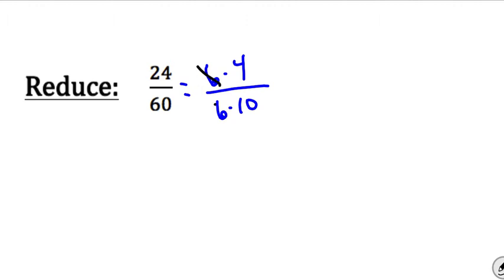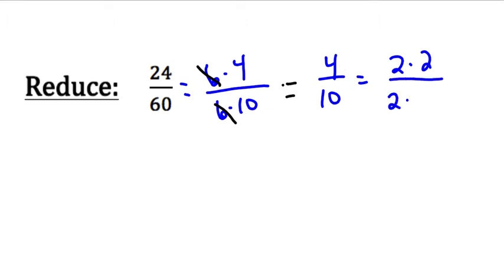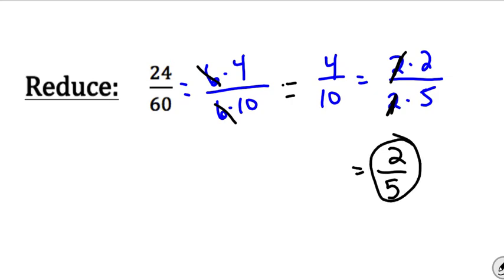And again, this is going back to what I was just talking about in the last one. We cancel out over multiplication. Okay, so we would be left with 4 over 10, which then could simplify further because 4 is 2 times 2, and 10 is 2 times 5. So again, one more time, we could cancel out the 2's and leave us with our final answer of 2/5.